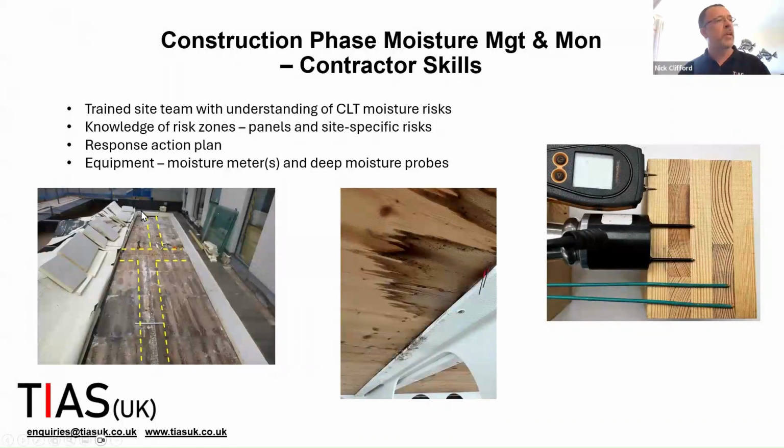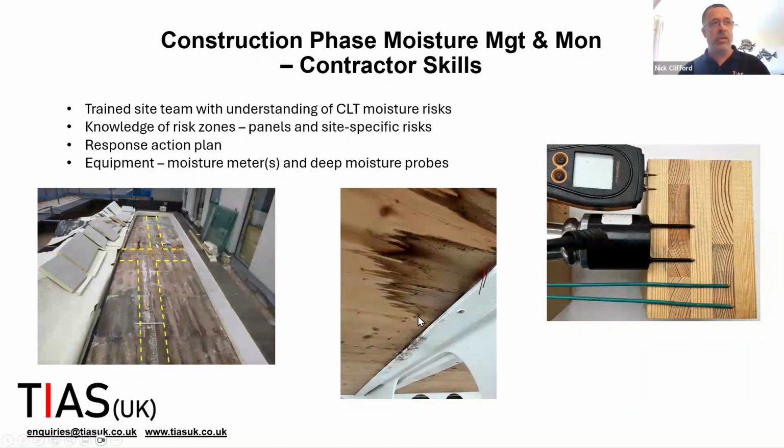And so this picture on the left here, this is highlighting our risk zones in a flat roof panel, which wouldn't necessarily be recommended anymore, but these are the risk zones. The highest risk zones are along the panel junctions. We're going to have a little look at why that is a risk zone, and how we check that those areas have stayed nice and dry during construction.